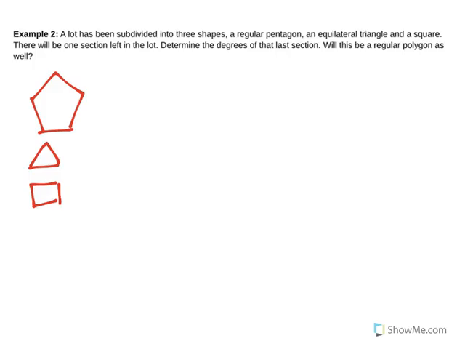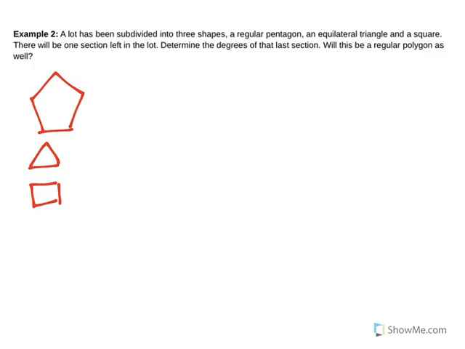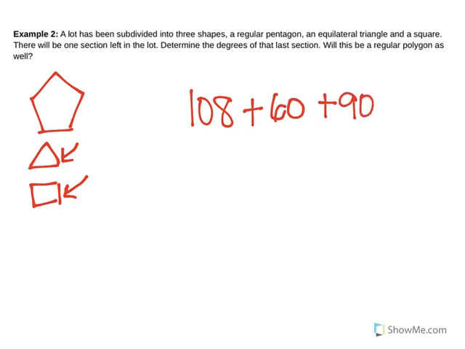Using our chart from before, a pentagon has 108 degrees. We know that equilateral triangles are each worth 60 degrees, and we know that a square is worth 90 degrees. What this would look like is they're sitting beside each other, so we could have the pentagon, the square, and then the triangle. We want to figure out what's left here, and can we make it regular?